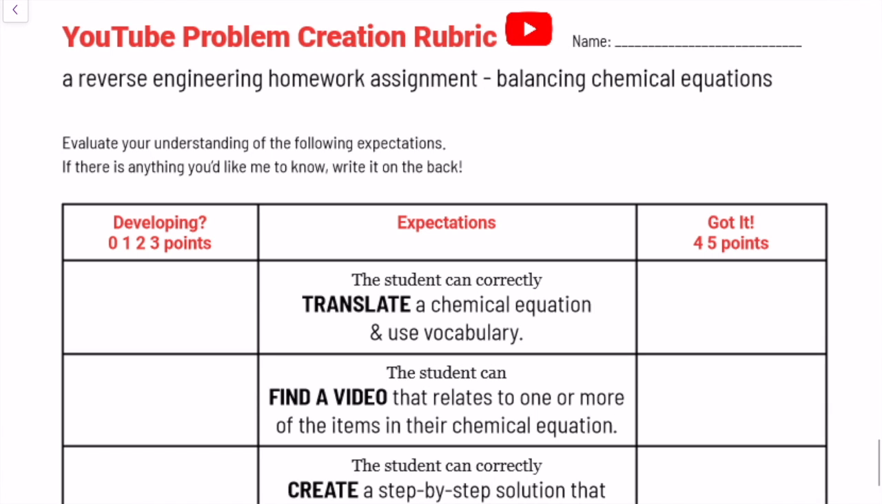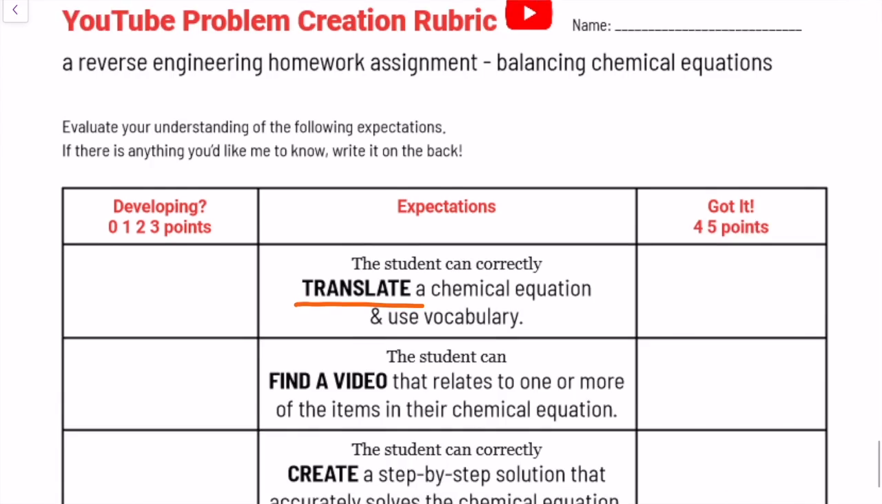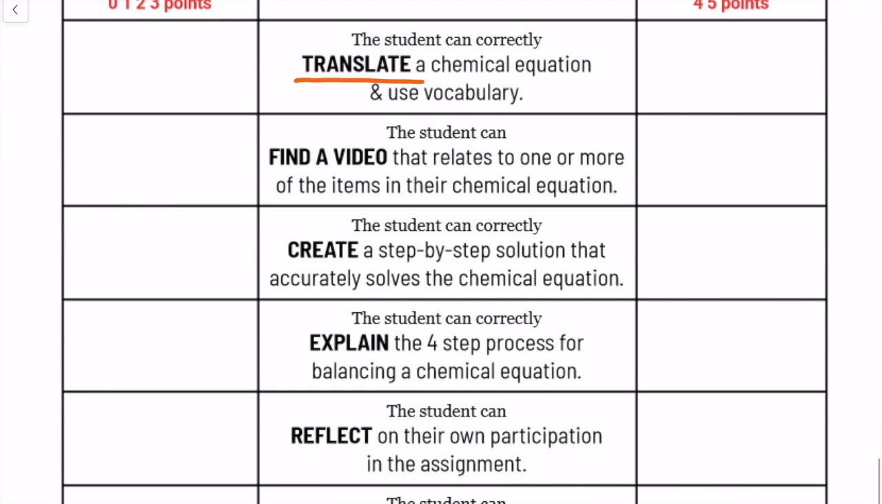On the right side, we have the got it category. So this is when a student has fully met the expectation or even exceeded this. So you'll notice that in each of my expectations, I have a verb that is both bolded and capitalized. And I do this because I want students to realize this is the specific skill that I'm looking for and what I'm expecting of them.